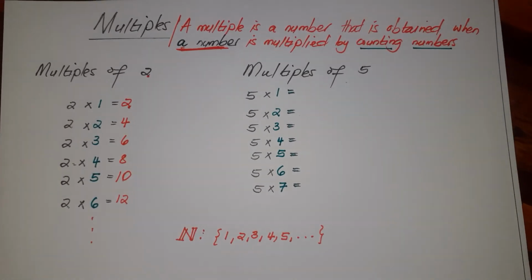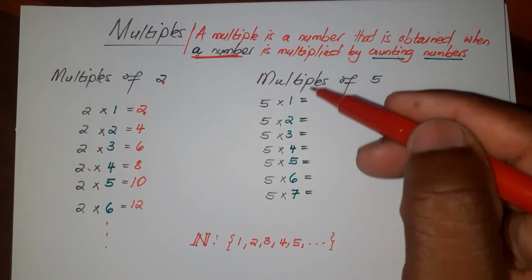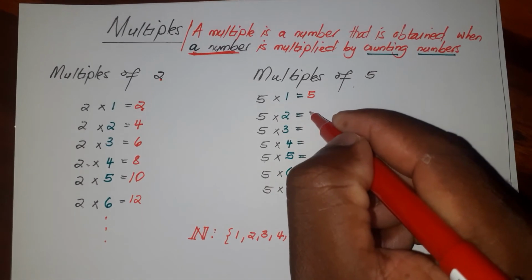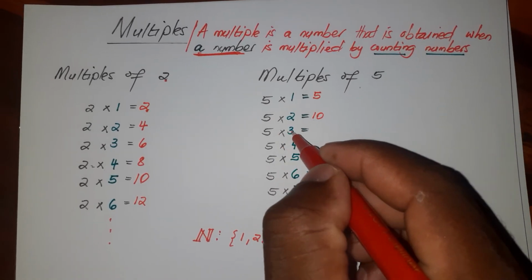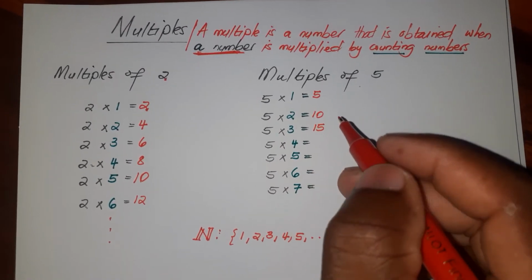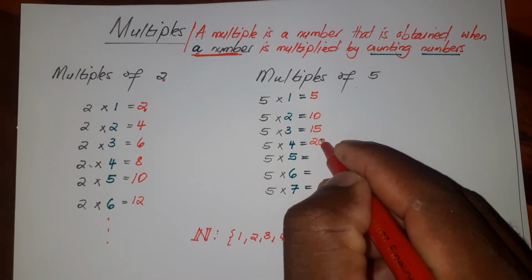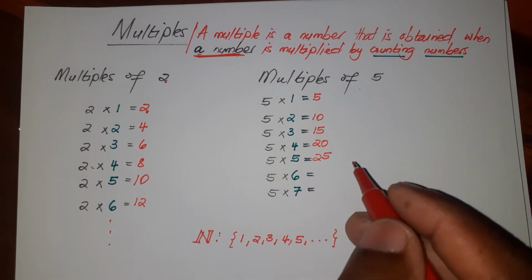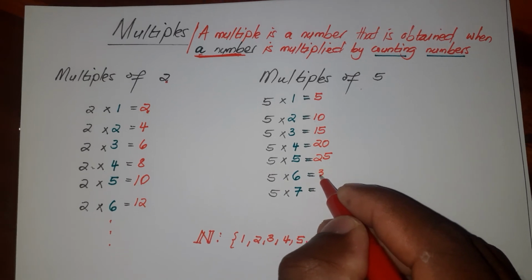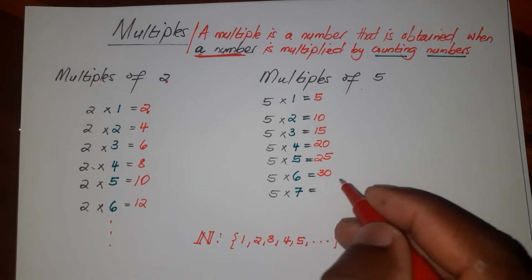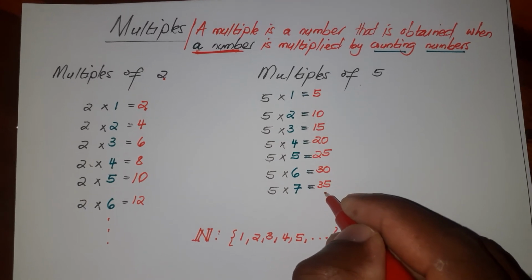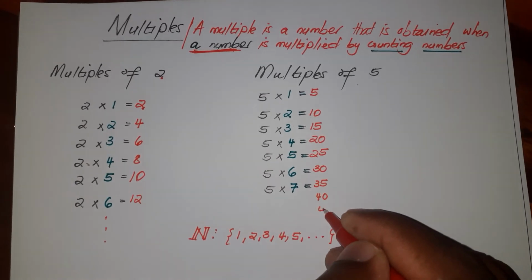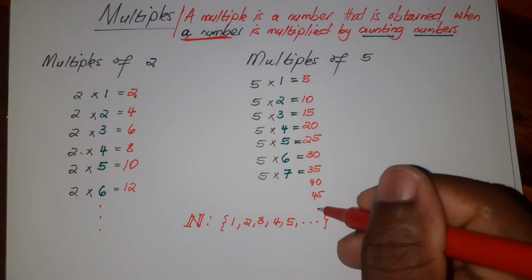We can also get multiples of 5 here, where we multiply by the counting numbers. Here we are going to get 5, and then 5 times 2 is 10, and then 5 times 3 is 15, and then 5 times 4 is 20, and then 5 times 5 is 25, and then 5 times 6 is 30, and then 5 times 7, 35. You can see that the pattern now becomes 40, 45, 50, just like that.